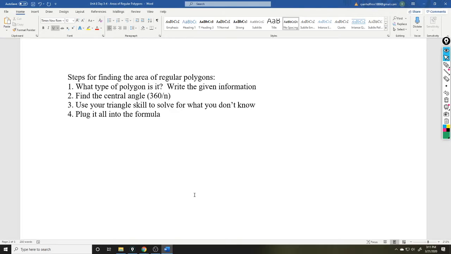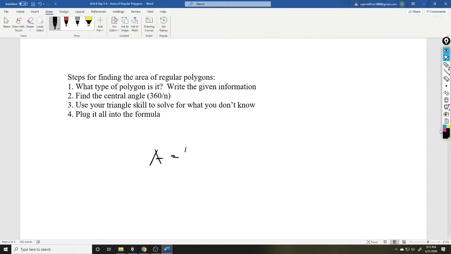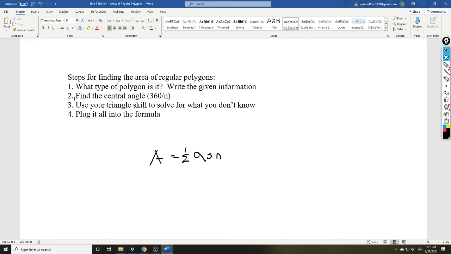I want to recap some of the steps that we talked about last time to outline how we're going to go through these problems. First step is figuring out what kind of polygon we have and writing out our given information. As a reminder, our area formula that we're going to use for a regular polygon is 1/2 the apothem times the side length times the number of sides. Now that formula comes from area of a triangle times however many triangles we have. And usually you're going to have one piece of information missing and are going to have to solve for it.